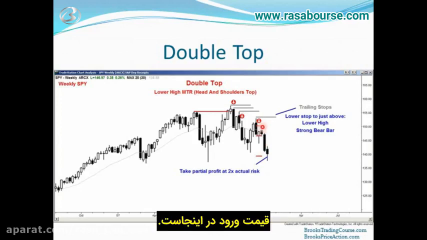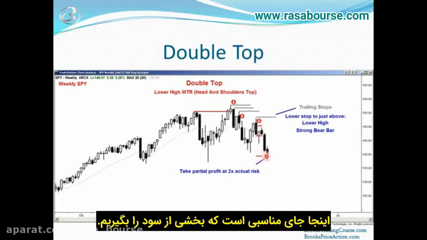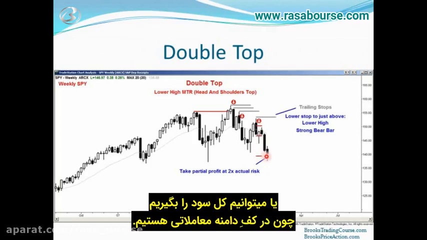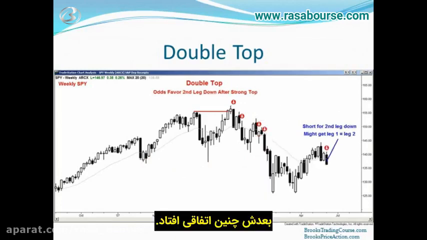Your entry price is here. Your actual risk was here. 2 times your actual risk was here. A good location to take partial profits, maybe even full profits since you're at the bottom of a trading range. And this is what followed.